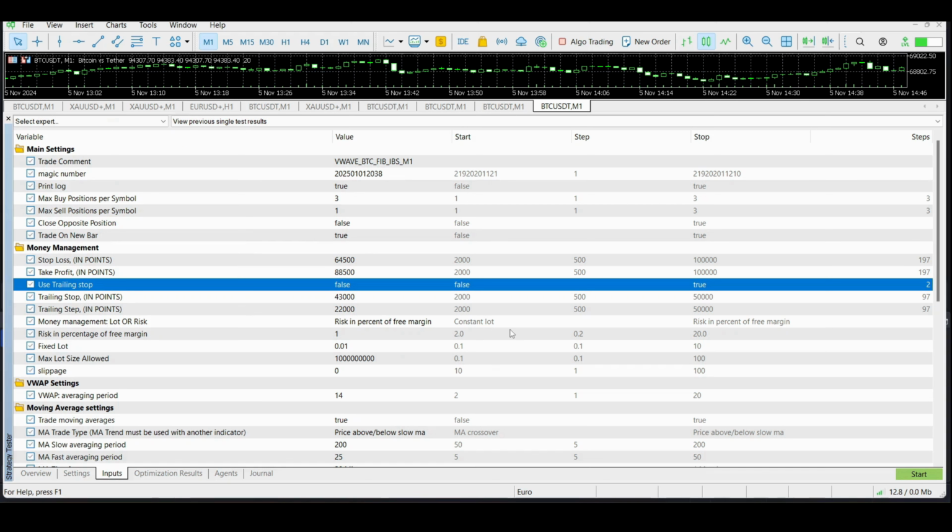And in order to curve fit it, I'm going to use my knowledge of what happened in Bitcoin over the last 6 months, because this is a 5 to 6 month backtest. And I'm going to show you how easy it is to curve fit a strategy. So I'm going to make a buy only strategy. So I'm going to set my max sell positions to 0.